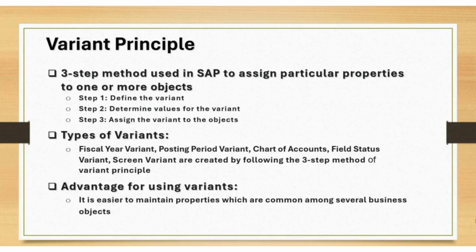So how many types of variants exist in SAP? Fiscal year variant, posting period variant, chart of accounts, field status variant, screen variant. All of them are created by following the three-step method of the variant principle. What are the advantages of using variants? It is easier to maintain the properties which are common among several business objects.